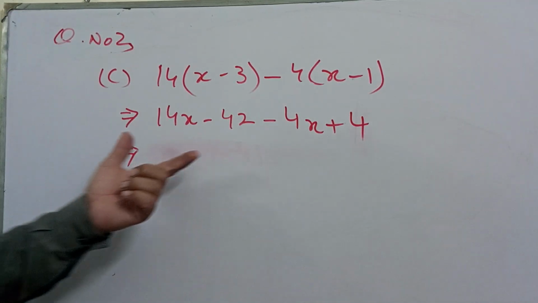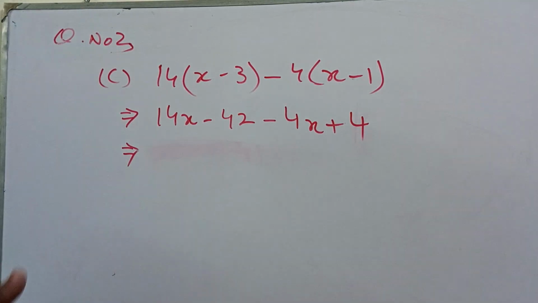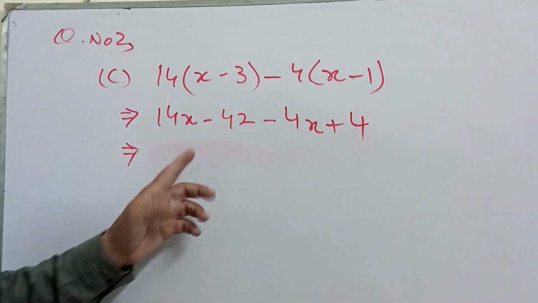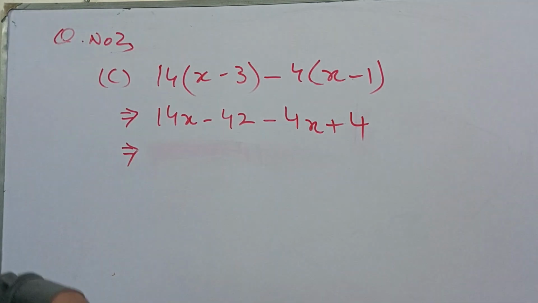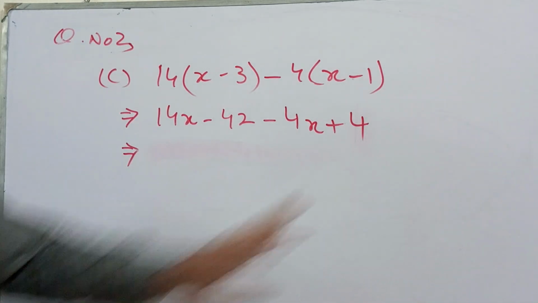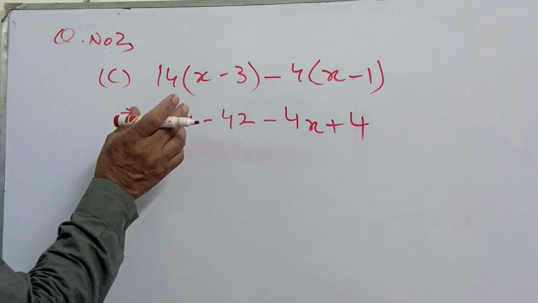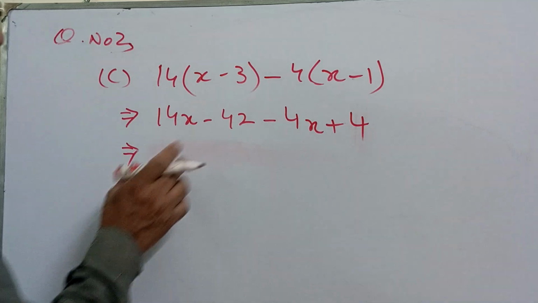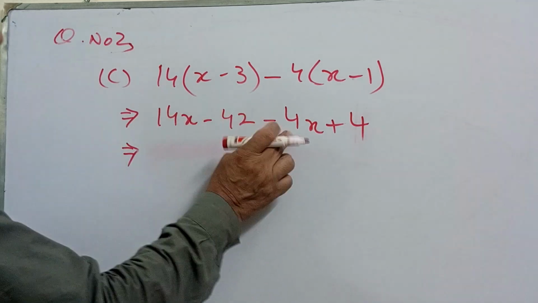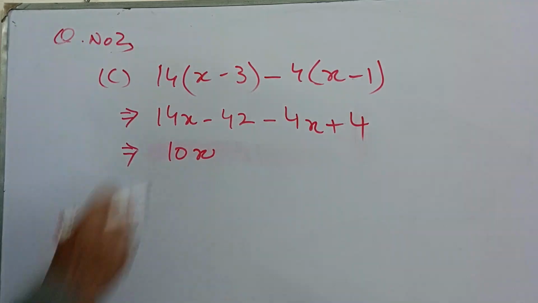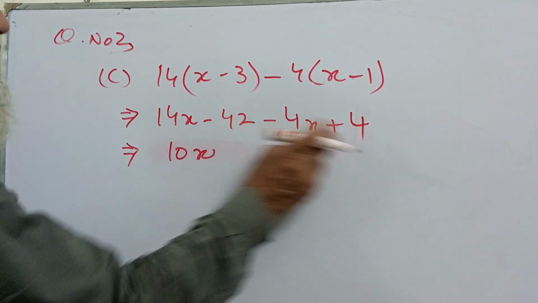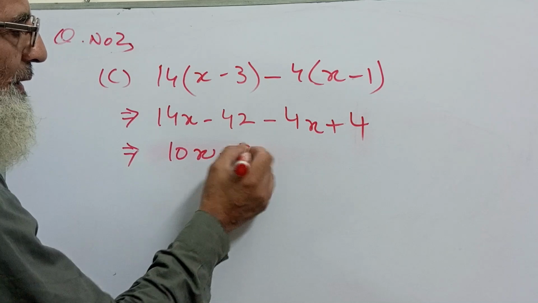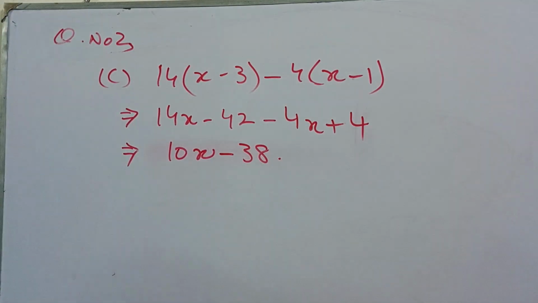Now we'll collect the quantities with the same variables, either x or y or whatsoever it is, and constants with constants. We will collect the same species together, because subtraction and addition can never be done between two kinds of species. So 14 minus 4 is 10x, and minus 42 plus 4 will become minus 38. Now this is your answer.